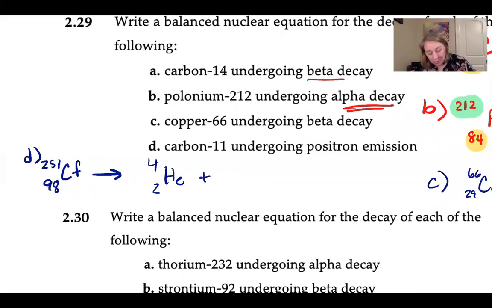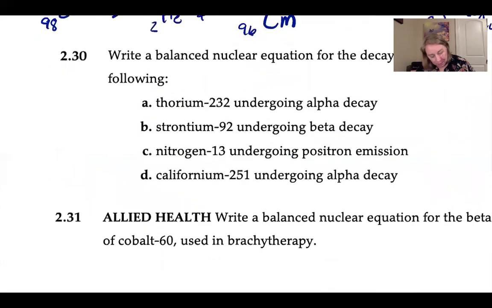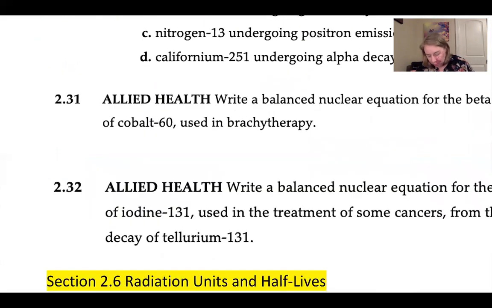So then you're going to produce something, right? 98 minus 2 is going to give me 96, right? And then my mass number, 251 minus 4, 247. And so go look on the periodic table and find which element, and that is Cm, okay? And I think that's it for, oh, no, we have one more.